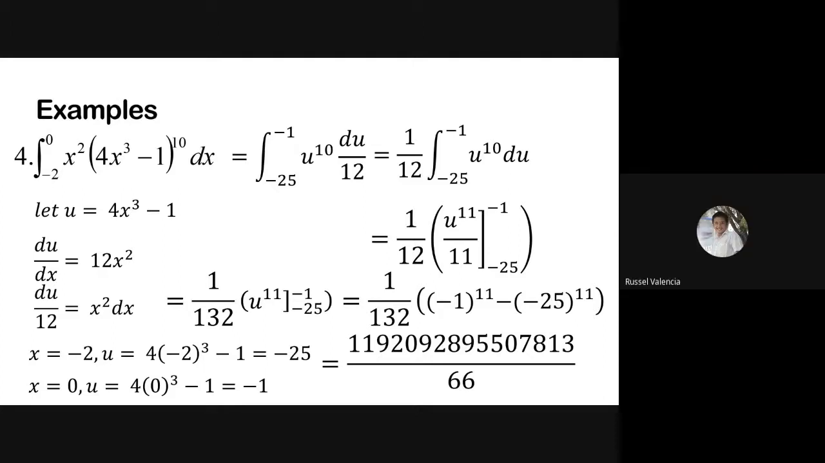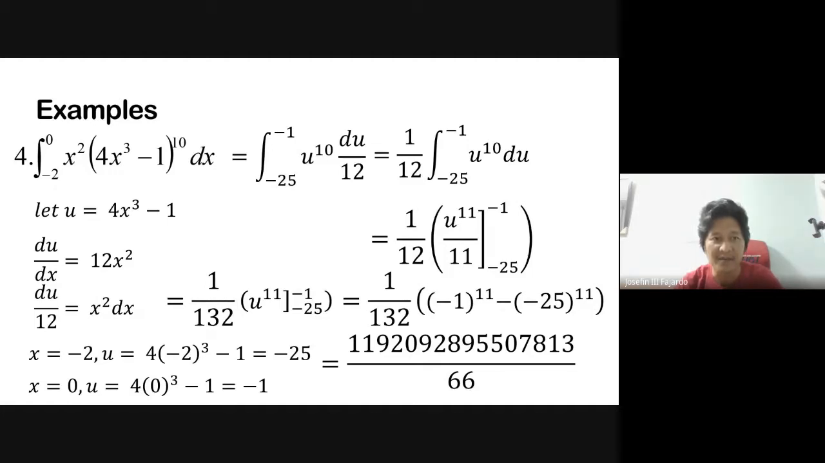Bakit hindi pwede yung 0 at saka negative 2? Kasi ang nangyari dito, nagpalit tayo ng variable. So, ang bagong variable na natin sa integral natin ay u. Okay, so kung u ito, dapat yung ating lower and upper limit must correspond to the same variable. Magiging dapat in terms of u din yung magiging lower and upper limit natin. Kaya kailangan nating palitan din.